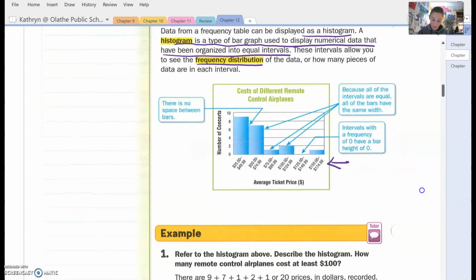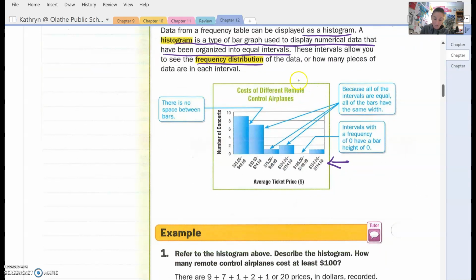All right, so taking a look at this. Notice they have a title. You have to have a title. That is important, okay? Notice they have their X and Y axis labeled. Again, remember this is X and this is Y, going this way and this way. So you have your X and Y axis labeled, average ticket prices, and the number of concerts.